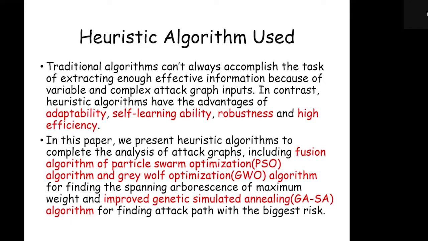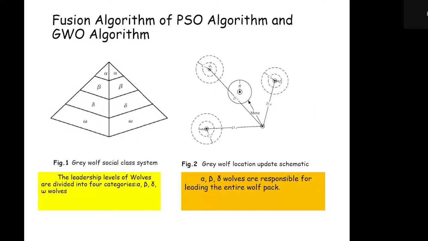In this paper, we present heuristic algorithms to complete the analysis of attack graphs to finish the security risk assessment, including a fusion algorithm of particle swarm optimization algorithm and grey wolf optimization algorithm for finding the spanning tree of maximum weight, and an improved genetic simulated annealing algorithm for finding attack paths with the biggest risk.